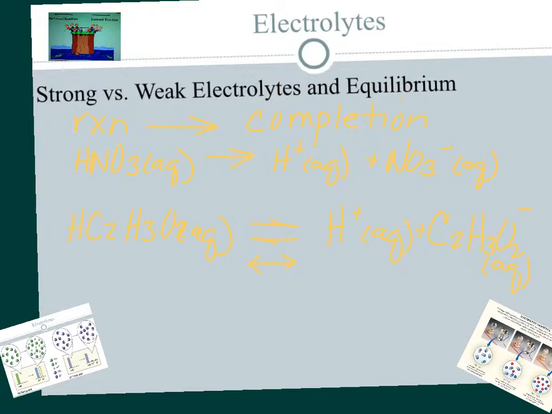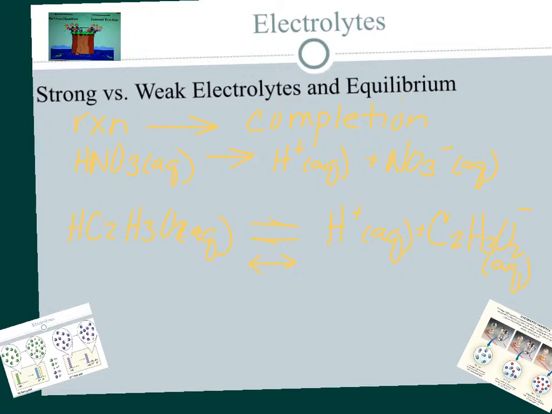So the extent of dissolution does not indicate whether something is actually strong or weak. Here you have acetic acid, which is very soluble, it's vinegar, but weak, whereas we might have barium hydroxide, which is only slightly soluble, but it's a really strong electrolyte. And that's what I was trying to say in that first slide.